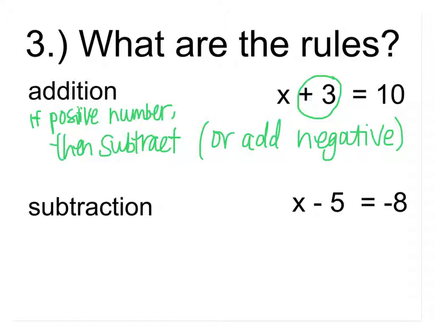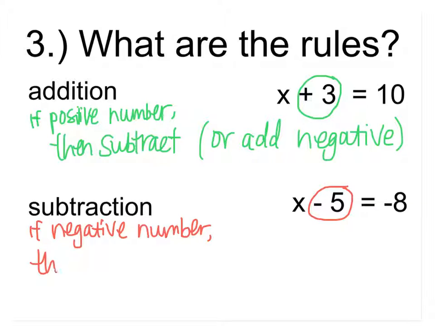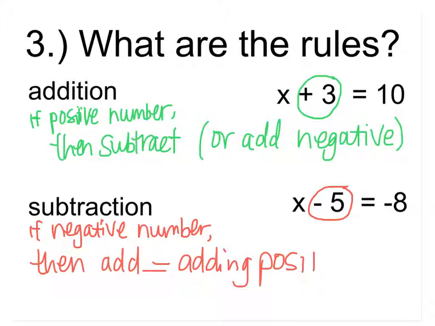Now, let's look at the opposite. If we have a subtraction equation, that means that the sign in front of the number on the same side as x is negative. So, if we have a negative number, then we want to add, which is the same as adding a positive. Okay, so if you want to see where those two rules came from, you can look at those two previous examples.